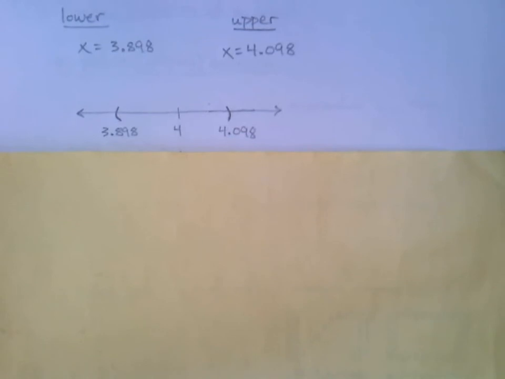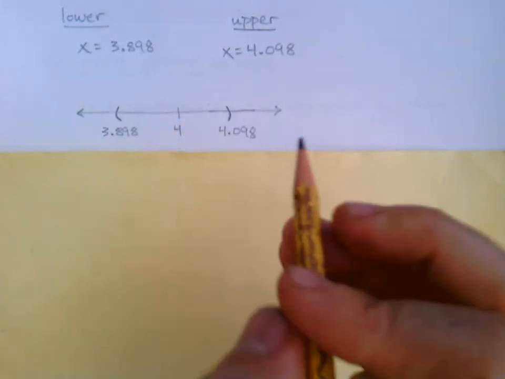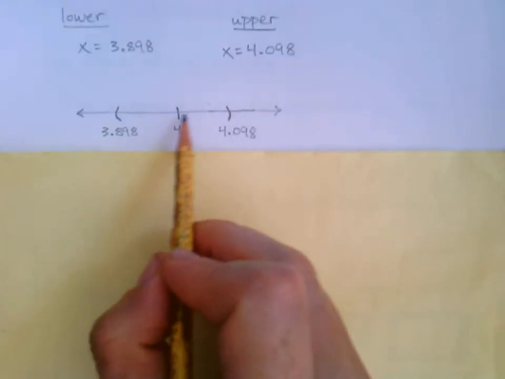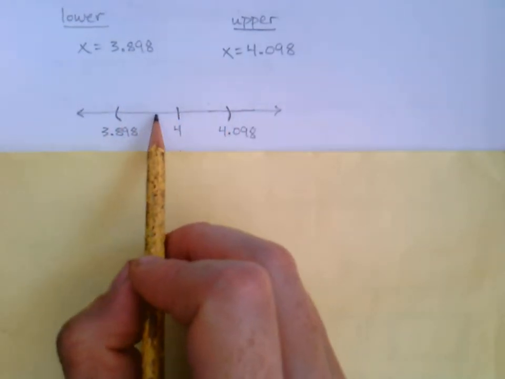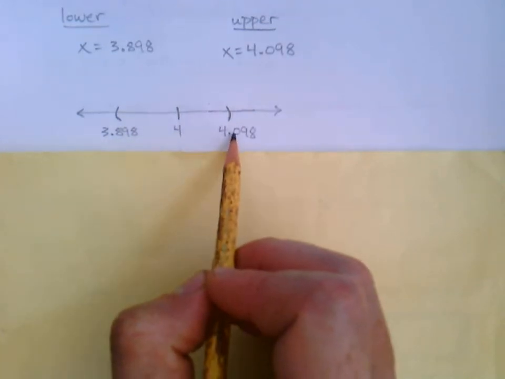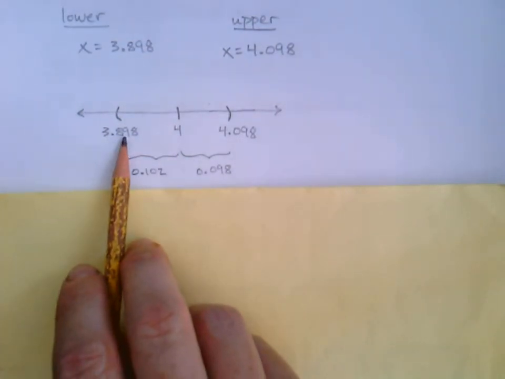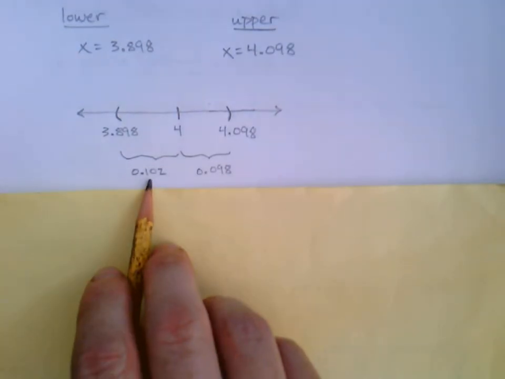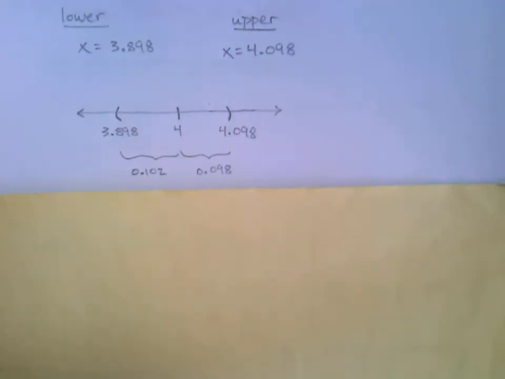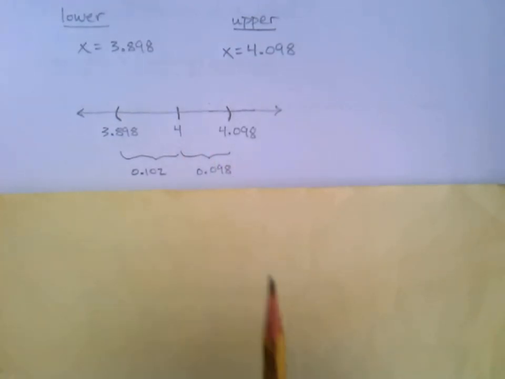Delta is always just one number. Think of the distances from 4 in either direction. They're not equal here. I even tried to draw this one a little bit bigger because this number is a little bit further away than this one is. Let me highlight that. From 3.898 to 4, that's a distance of 0.102. And the distance from 4 to 4.098 is, of course, 0.098.